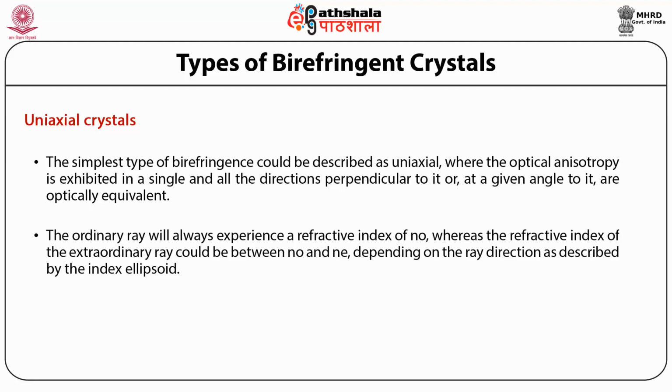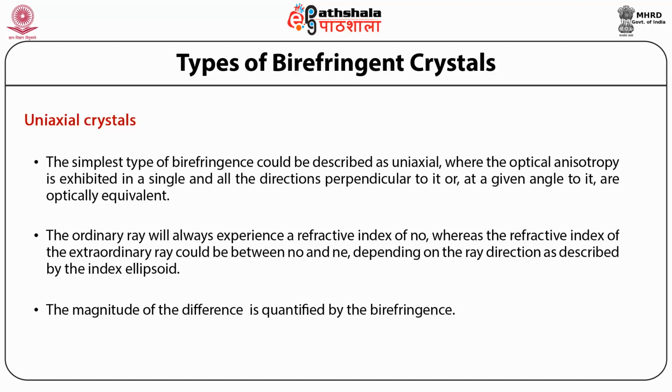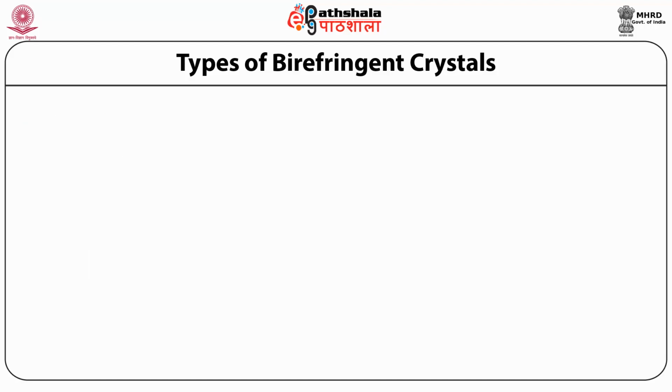The ordinary ray will experience a refractive index n_O, whereas the refractive index of the extraordinary ray could be between n_O and n_E, depending on the ray direction as described by the index ellipsoid. The magnitude of the difference, delta n equal to n_E minus n_O, is quantified by the birefringence. The second one is biaxial materials.